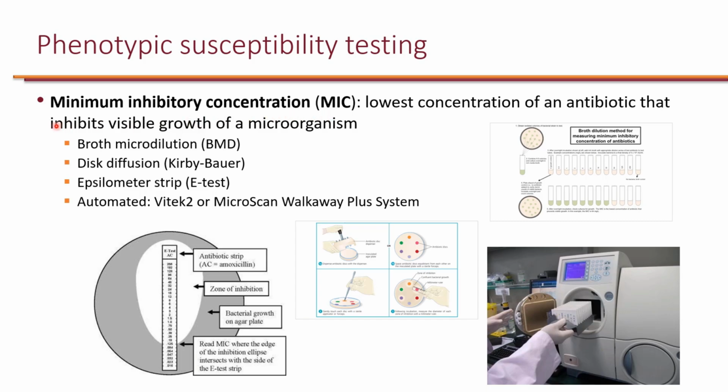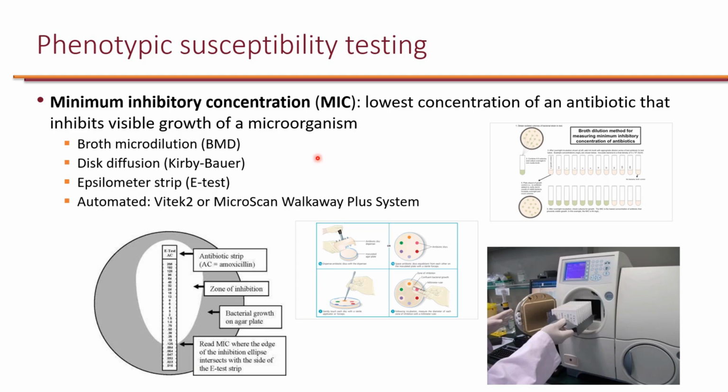So MIC stands for minimum inhibitory concentration, and it is the lowest concentration of an antibiotic that inhibits visible growth of a microorganism. And that's why we say a phenotype is what actually appears. So it will be visible to the actual human eyes. And that's to distinguish it from genotypic susceptibility testing. So this is, regardless of what resistant genes may be present in an organism, the minimum inhibitory concentration just shows you the minimum concentration to inhibit growth of the organism.